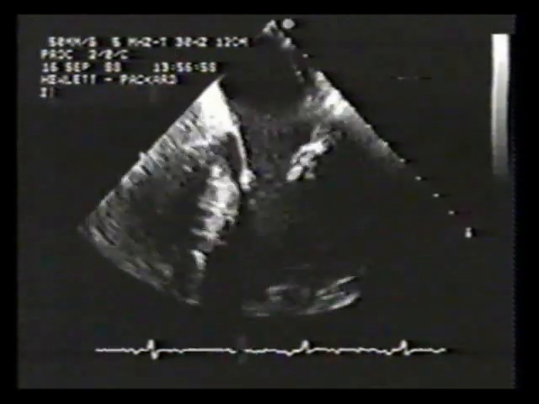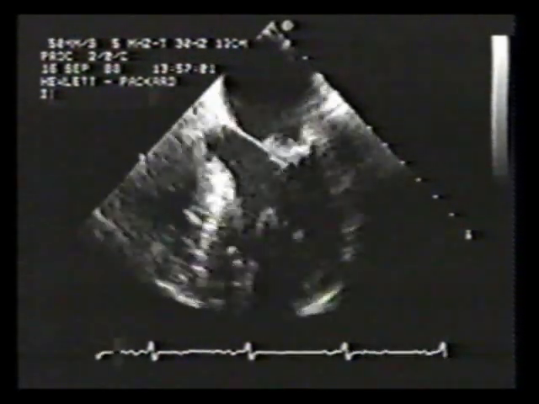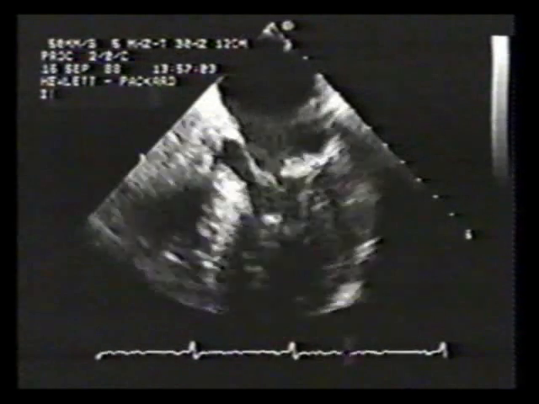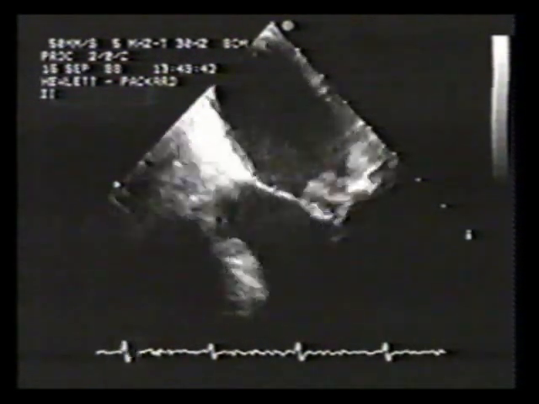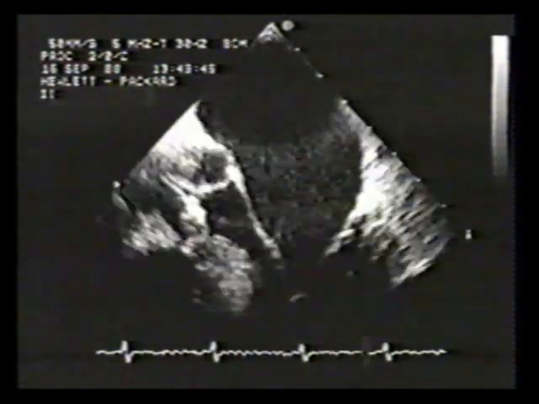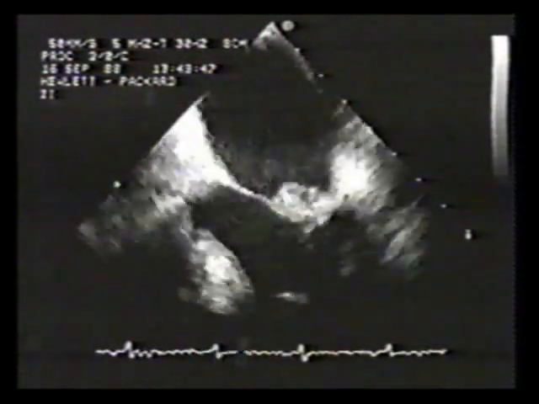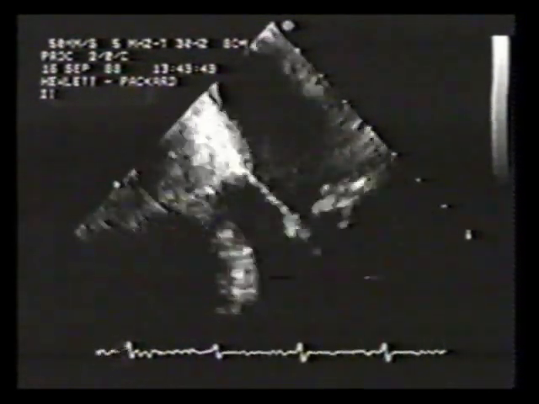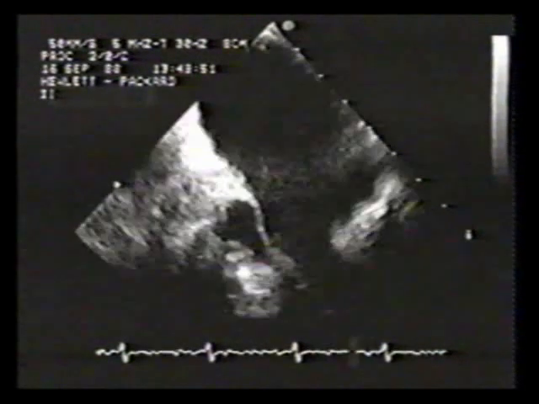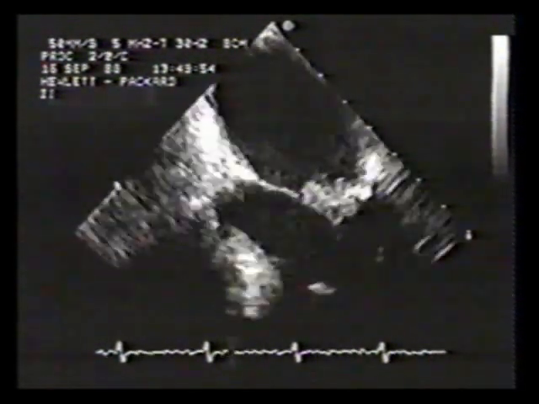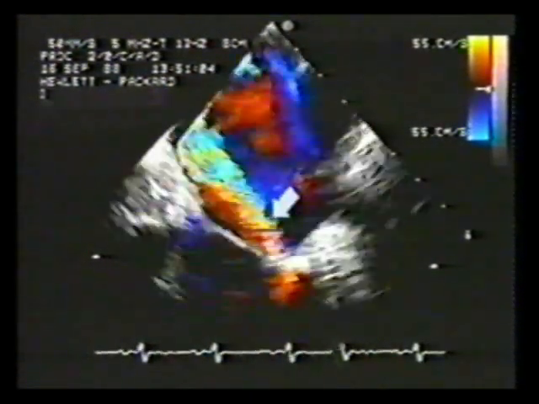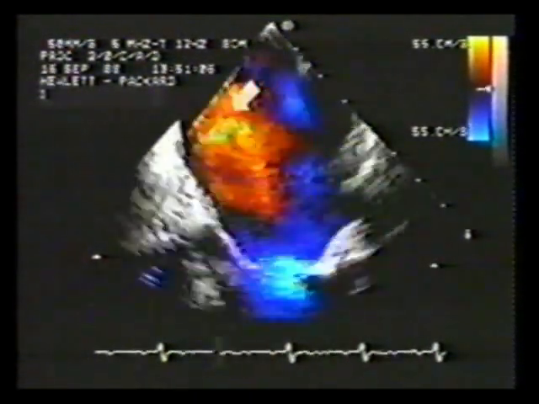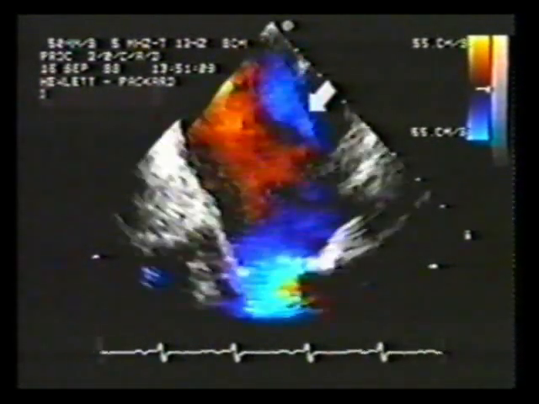This mass was not visible on precordial echo and highlights the superiority of transesophageal echocardiography for the diagnosis of vegetative endocarditis and its complications. Notice the pedunculated nature of this large vegetation. It prolapses into the left atrial cavity and is adherent to the posterior leaflet of mitral valve. With color flow Doppler, severe mitral valve regurgitation is evident as a disturbed jet filling the left atrial cavity.